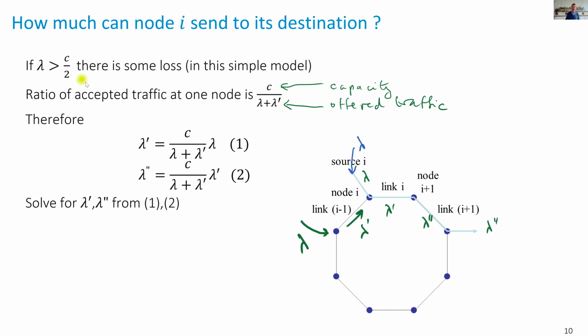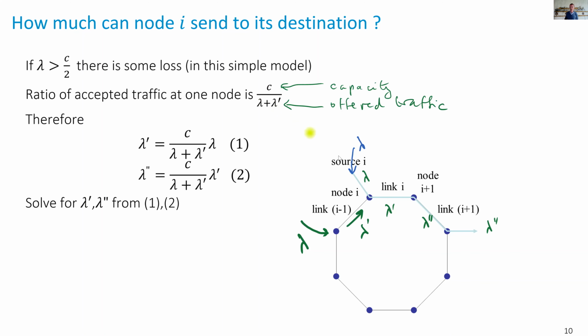But what happens if we go beyond? So C over 2 is the capacity. If every flow is below C over 2, the network is below its capacity. If we go above, what happens? Well, we can redo the computation that we did a minute ago. It's a minuscule amount more complicated, but not much. We can do the same thing.